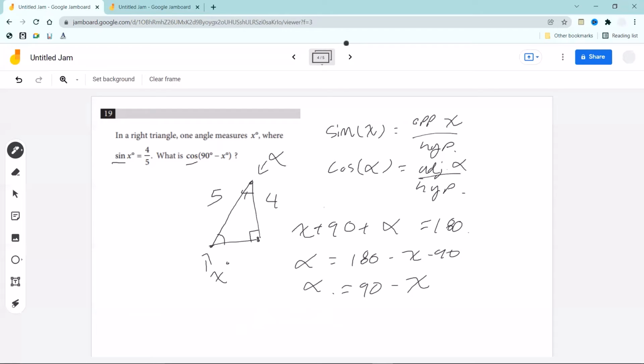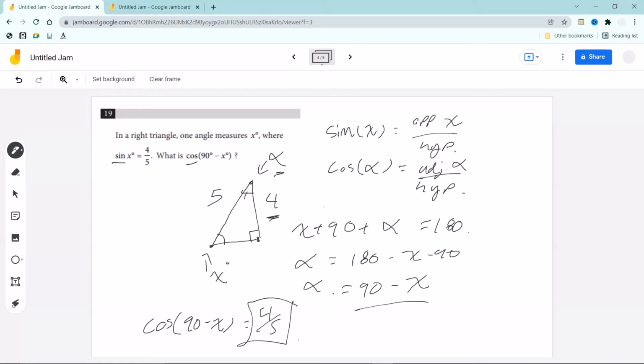So we can actually take the cosine of this angle to find our answer. And if you think about it, it makes sense that alpha would be 90 minus x, because we have a 90, we have an x. The last angle, therefore, has to be 90 minus x for all the angles to equal 180. So we're evaluating the cosine of alpha. What side is adjacent to alpha? Well, it's 4. This is the side opposite, and this is the hypotenuse. So the cosine of alpha, which is 90 minus x, is equal to 4 over 5, which is the same as the sine of x.